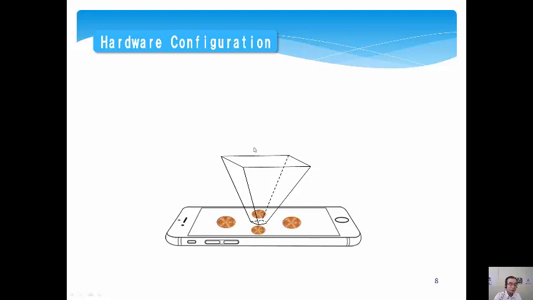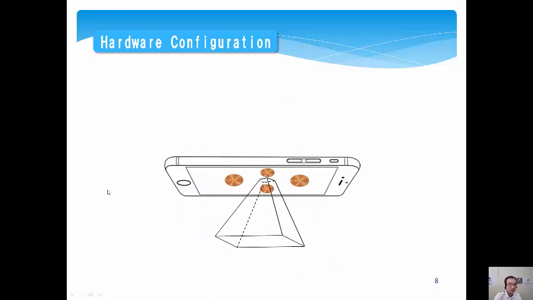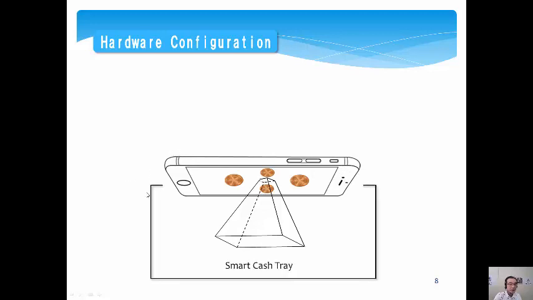Normally, this kind of configuration is very normal, and you can see real coins as a 3D image inside this plastic board. This time we reverse this mechanism like here, upside down. Then this smartphone's camera is behind here, so that this smartphone and this transparent board are all included as a smart cash tray here.